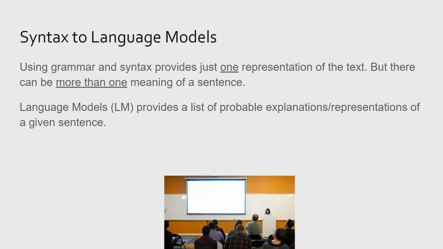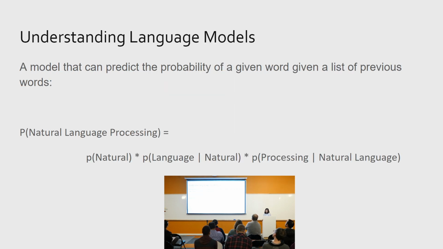So if you have a model that can predict the probability of a given word based on a list of previous words. If you have the phrase natural language processing, what's the probability of all of these three words occurring together? It's the probability of the word natural, times the probability of the word language given you already have natural, times the probability of the word processing, given that you already have natural and language.